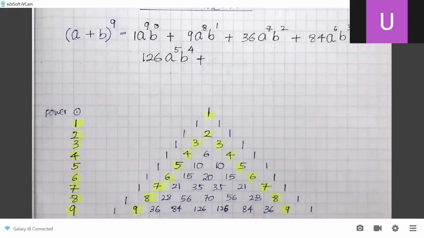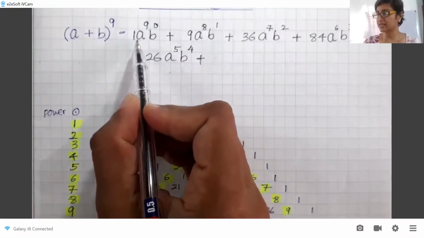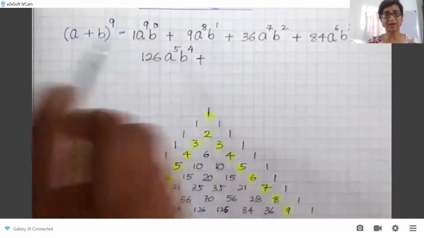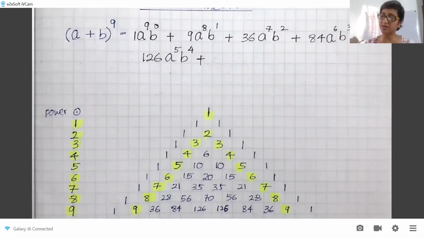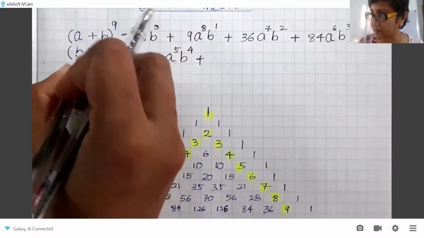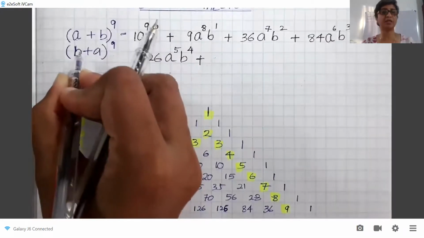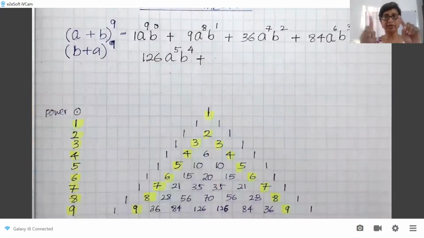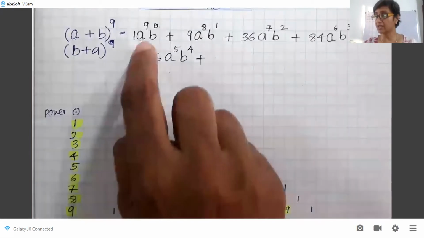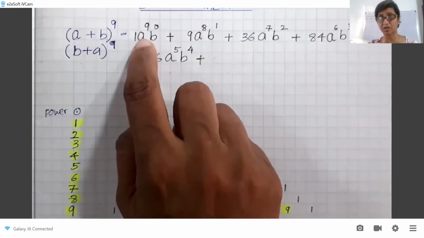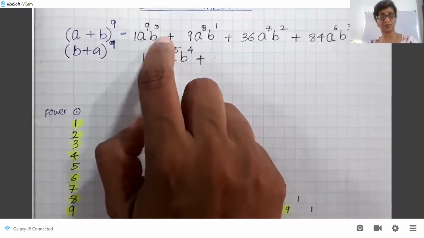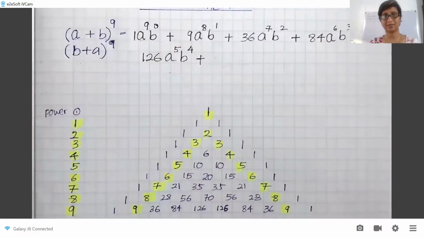Miss, I didn't get what you said. Now, if I started here, I put the highest power for A first. Now, how did I pick which one starts with the highest power and which one starts with the lowest power? Because A plus B is the same as B plus A. If I had written the binomial with the two terms swapped, but it's the same thing, then I would write here B having the highest power and A having 0. Would it be the same?